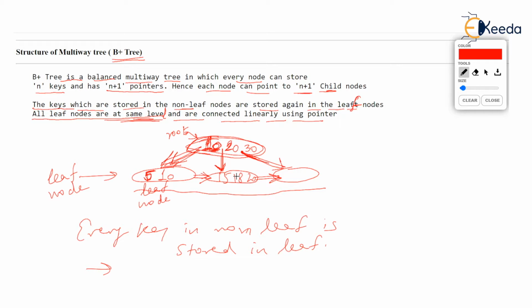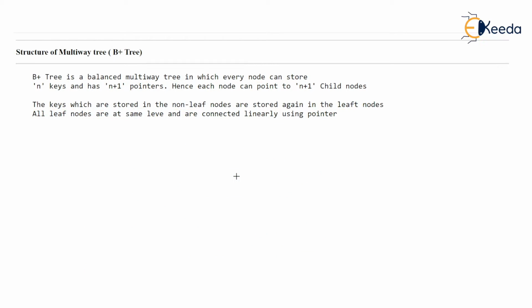But overall, you watch what are the differences between B and B plus tree. Differences are all leaf nodes are connected. All leaf nodes are connected using additional pointer sequentially. And whatever is stored in non-leaf nodes is stored again in leaf node. Best way to understand this is by using an example.